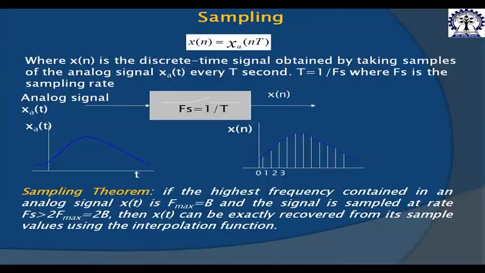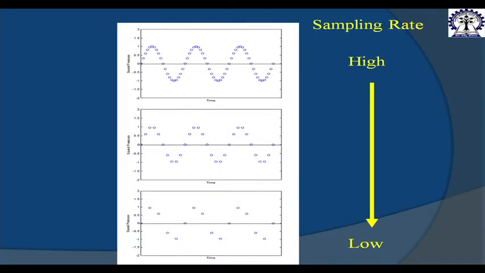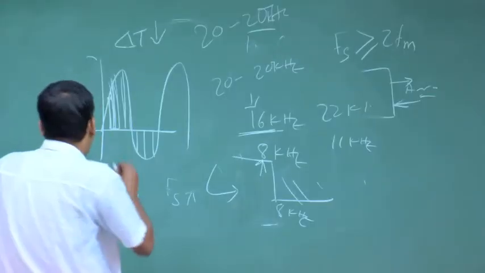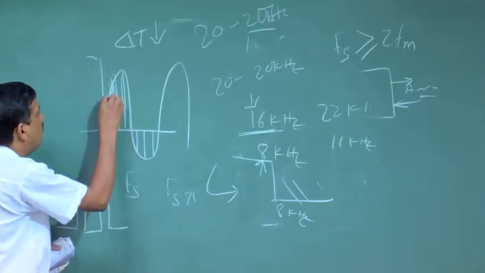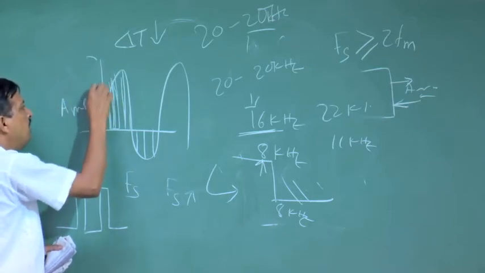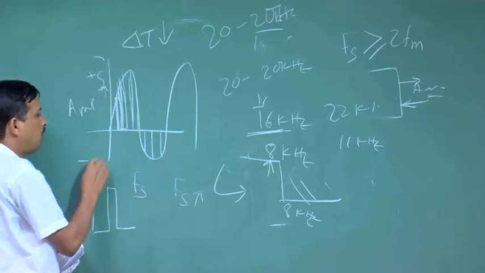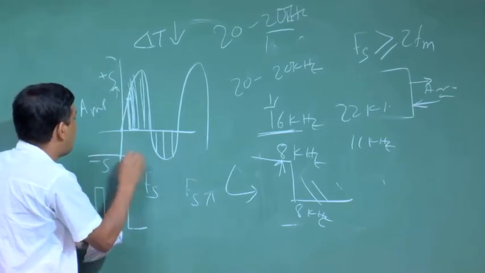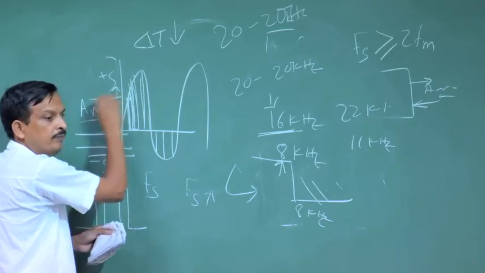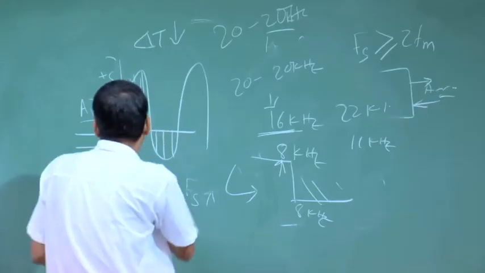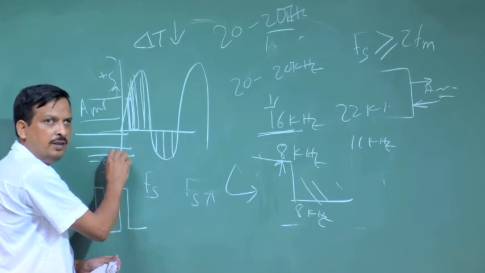The other aspect is quantization. Quantization is again, I take an instant value of this signal. This is nothing but a voltage. If it is amplitude, it is voltage. Let us say plus 5 volt and minus 5 volt is here. So, this voltage has to be converted to some step. If you see here, some step. Each step I can represent by a binary number, because a computer represents things by binary numbers.